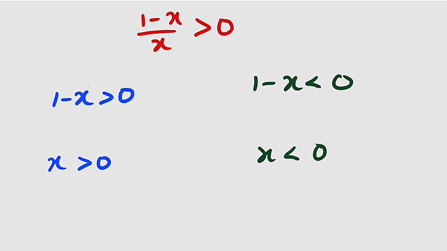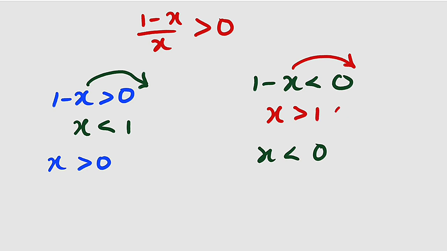So now let us solve this one. By taking this one to the other side, we have 1 greater than x, or simply x less than 1, all the same. And from this other one, if you take this one to the other side, it becomes positive. So we have 1 less than x, or x greater than 1. So these are the two conditions. We are going to test them.